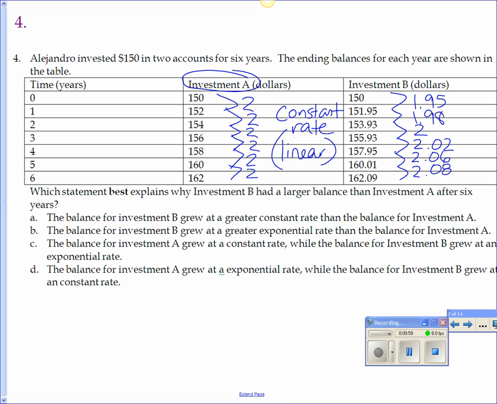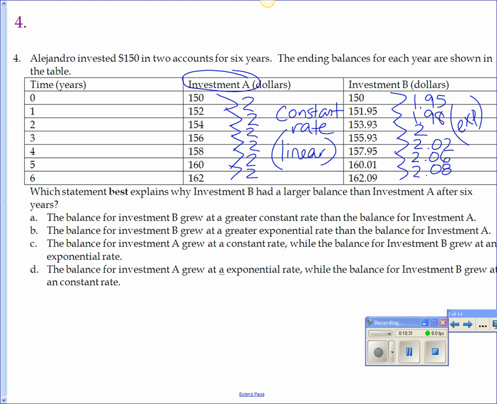Okay. Is this one constant? No, because it's not the same. What's happening to the amount that they're adding in? It's increasing. So the rate, what you're actually adding in, is increasing. I know these are increasing, but the number that I'm adding to it is increasing as well. Okay? So that is exponential. That's exponential if the rate constantly goes up.